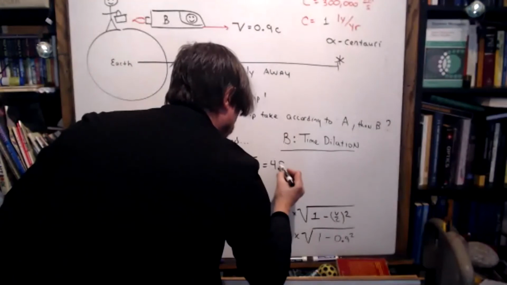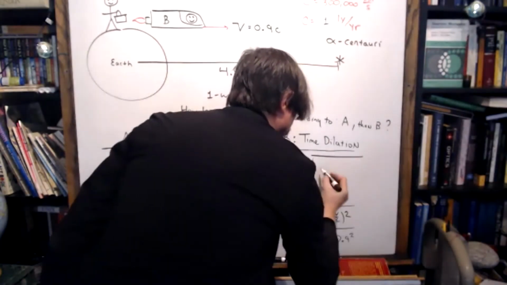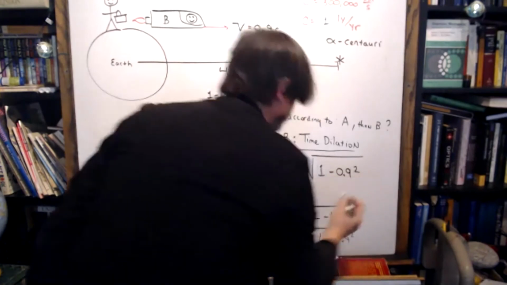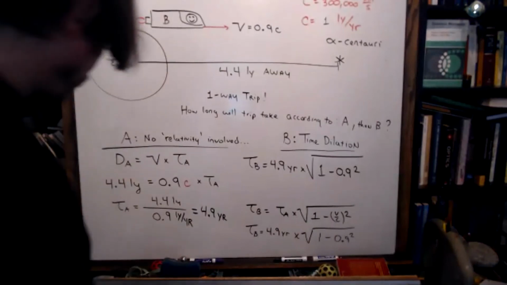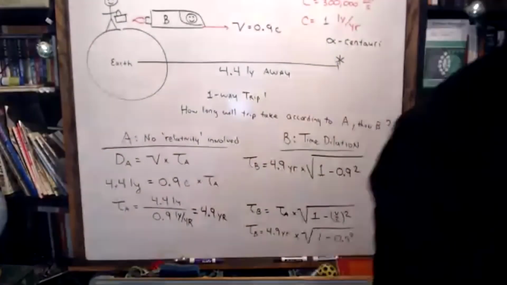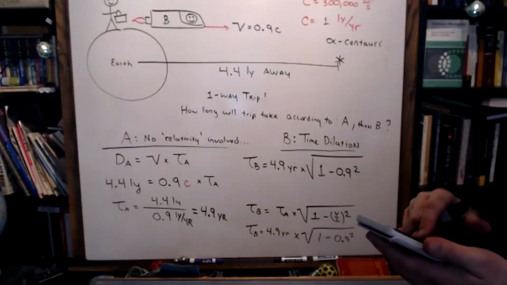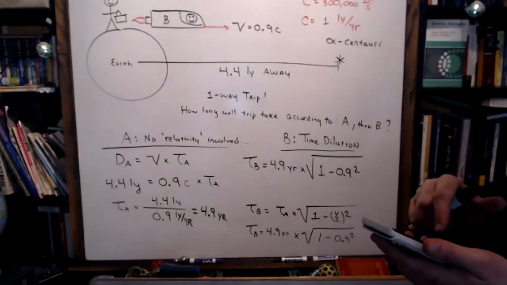TB is 4.9 years times the square root of 1 minus 0.9 squared. I'd like you guys to punch that in for me. I got 2.1 years. Me too. Cool.